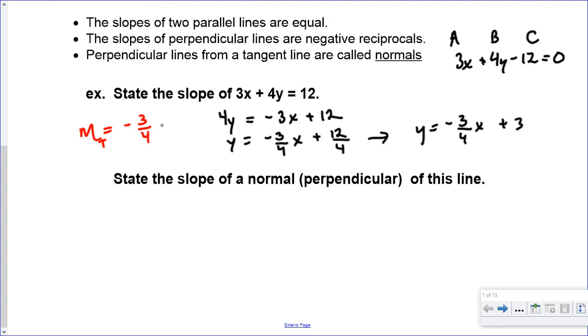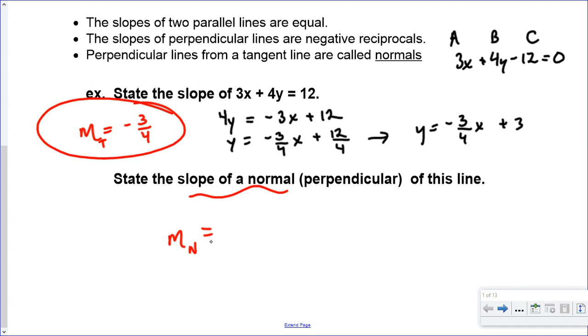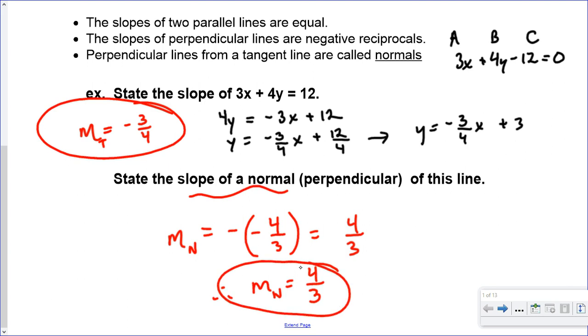Now, if I can clearly state that slope, I can do the negative reciprocal to find the slope of the normal. I'm going to call that small letter m for slope, and capital N subscript for normal. And I take the negative reciprocal, okay? So I have to take the negative of negative 3/4, and I flip it to take the reciprocal. I just state that. So if I have the slope of the tangent, I can find the slope of my perpendicular.